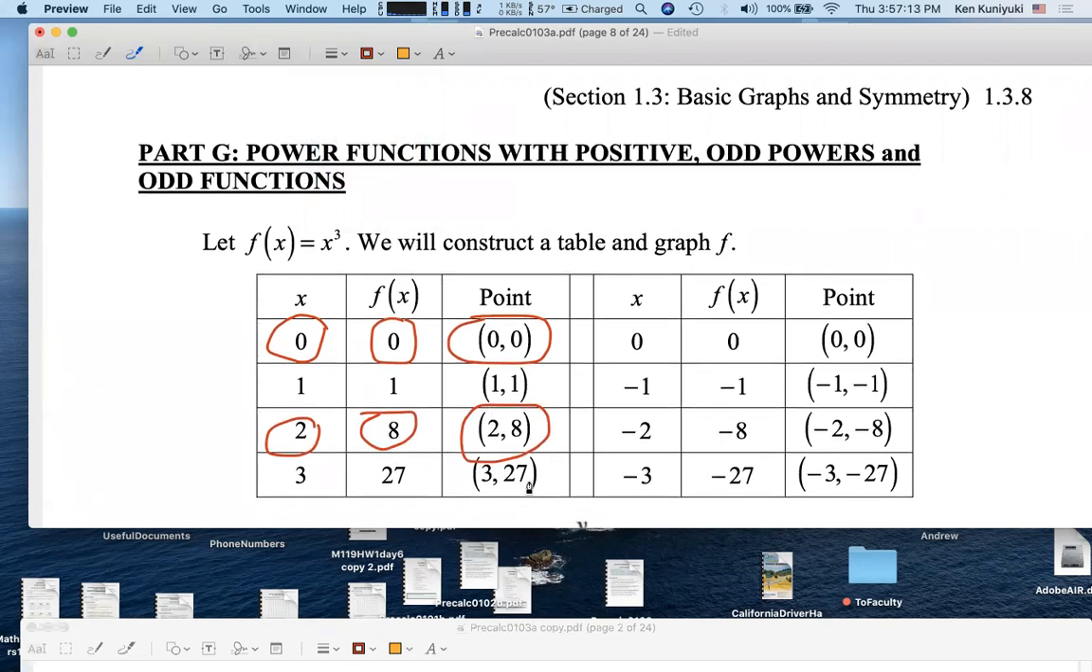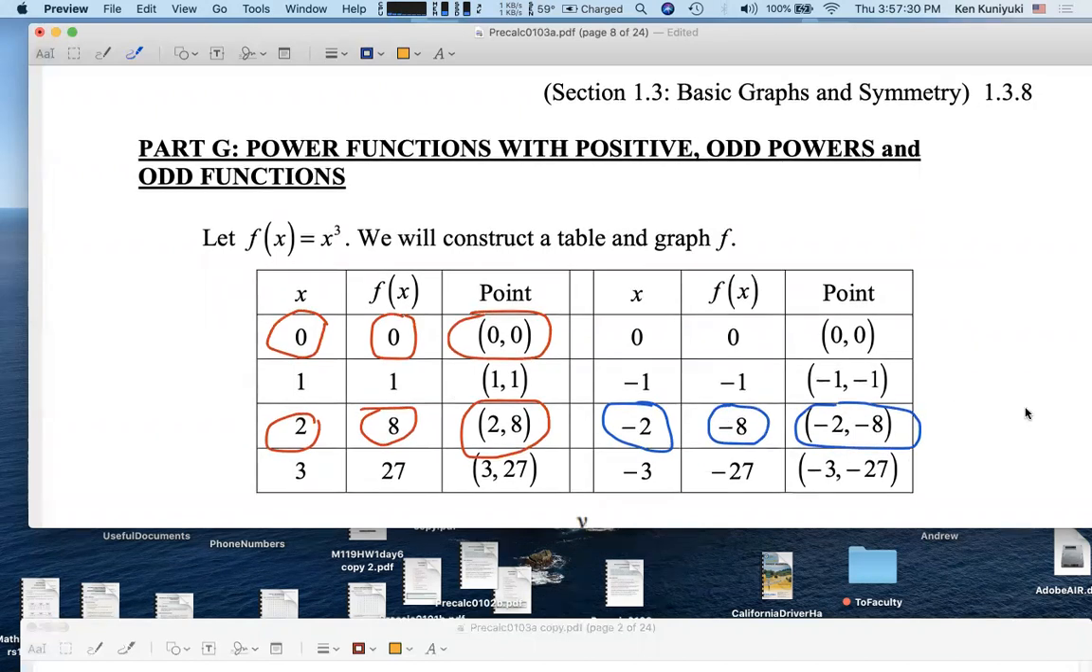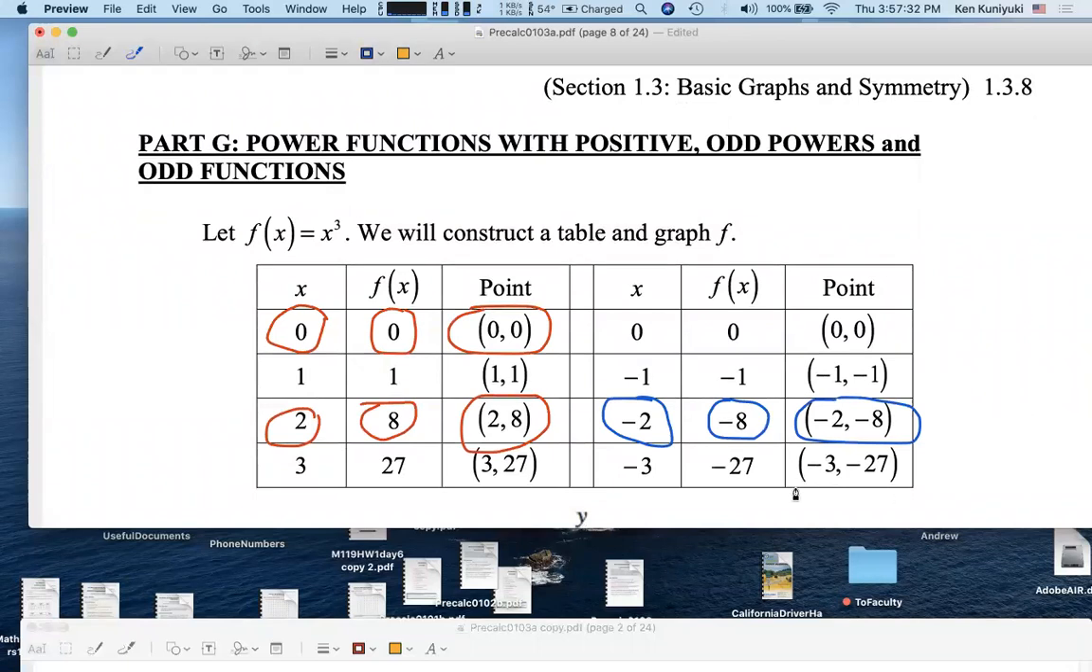Sorry, 3 cubed, 27, might be too ambitious. All right, the cube of 2 is 8, but the cube of negative 2 is negative 8. So the point (-2, -8) lies on the graph. Remember, for a squaring function, or for an even function, if you input opposite values of x, you get the same value. Here, we don't get the same function value, we get opposite function values.